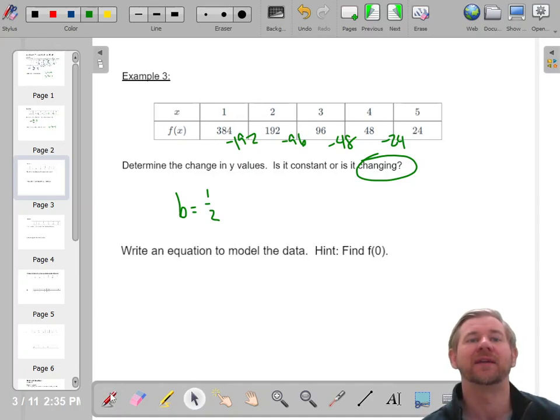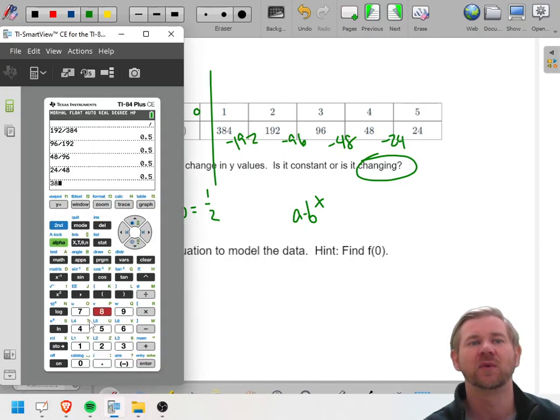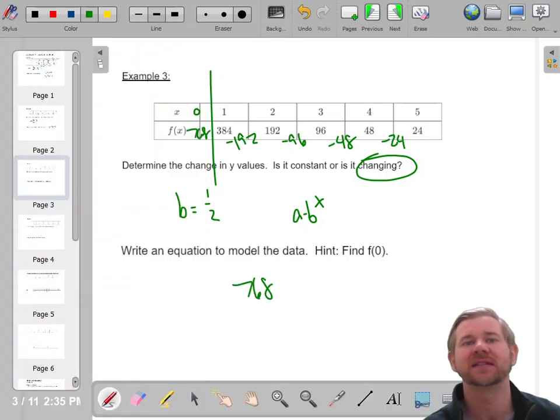If you think of an exponential model as a times b to the x, we know the growth factor, but what we don't know is where we started, so we need to find f of 0. So to find f of 0, look at your pattern: 5, 4, 3, 2, 1. I want to find f of 0. What would you have to do? We would take 384 and multiply times 2 to get 768. And now my model is 768 times 1/2 to the x.